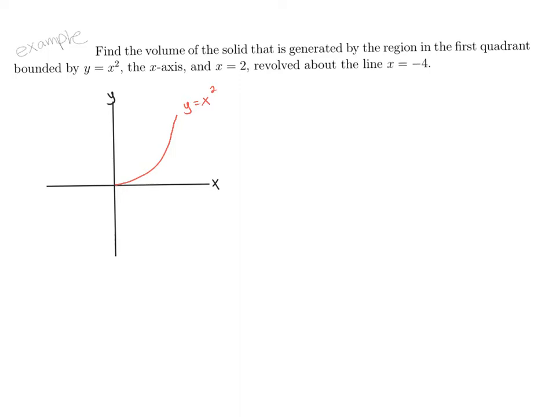We're also going to worry about the x-axis, which we already have here, but I'll just highlight that so we don't lose it. And then we are going to graph x equals 2. So x equals 2 is this straight vertical line right here. So then we can see what our region is. It looks like this right here is our region in question.